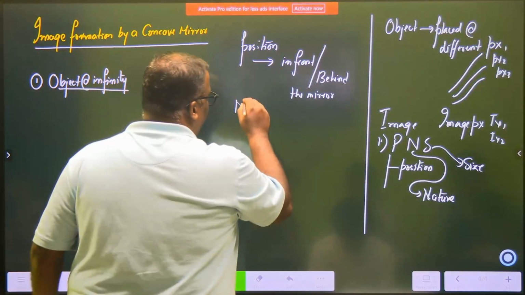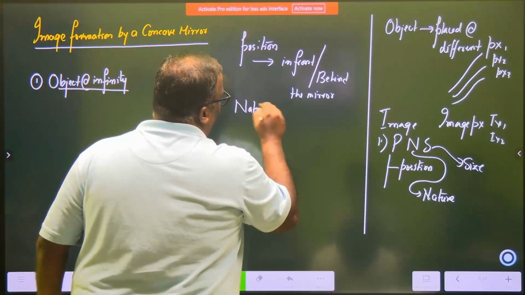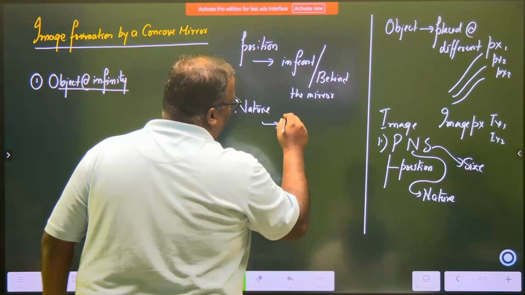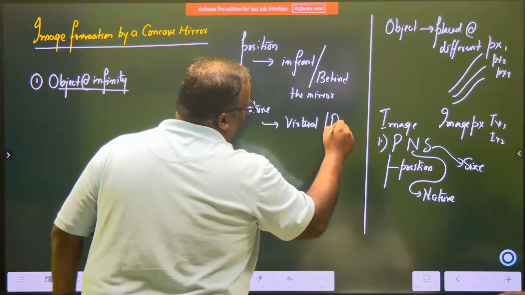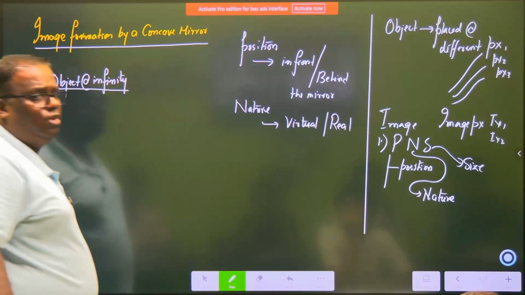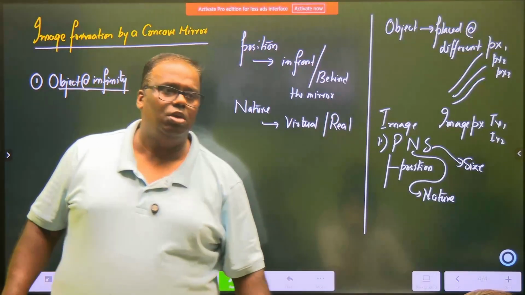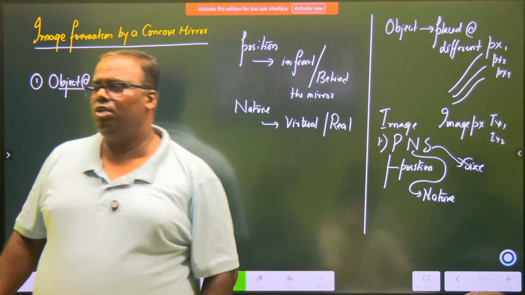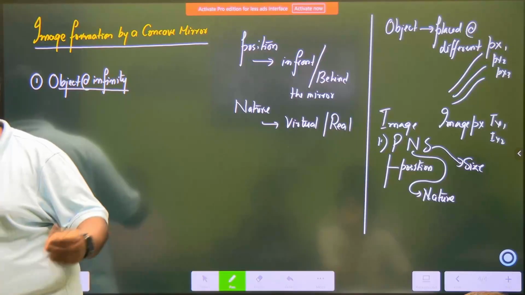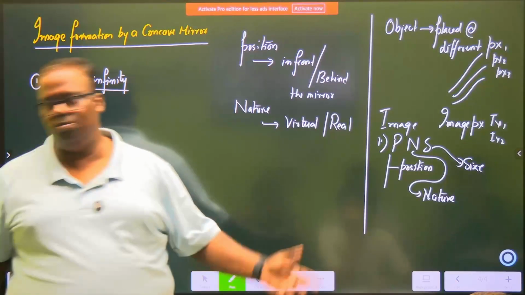In terms of nature, we need to comment whether it is virtual or real. How will you comment on this? If the image has been formed by actual intersection of rays, it is a real image. If the image has been formed by dotted lines, then it is a virtual image.